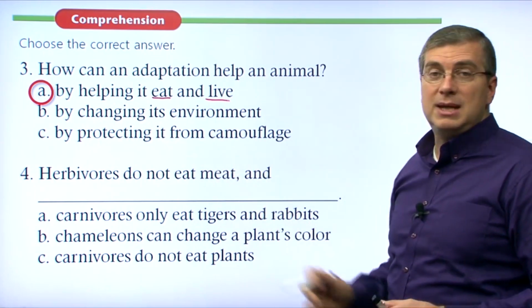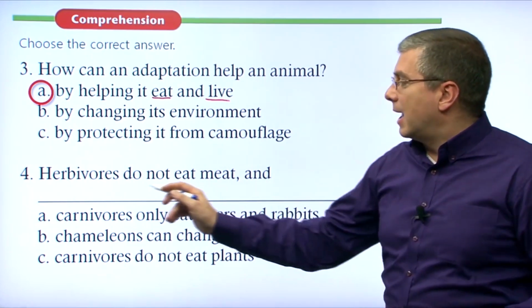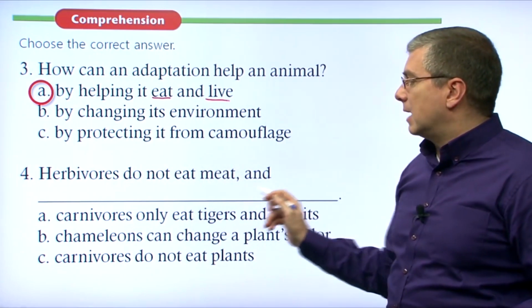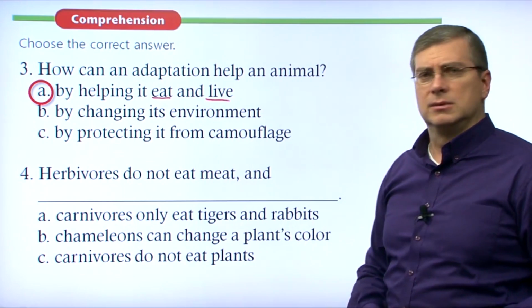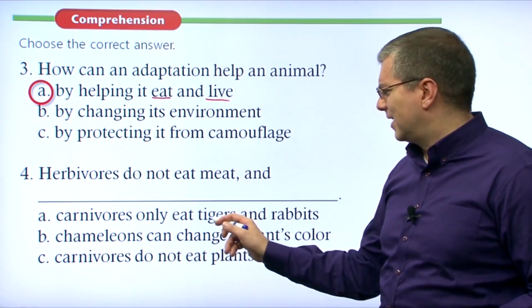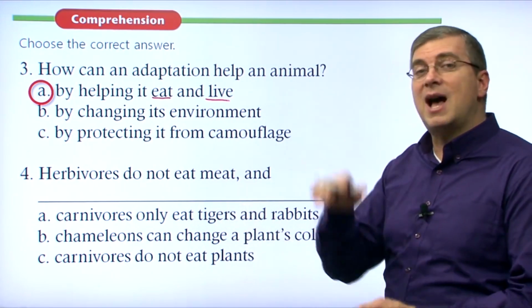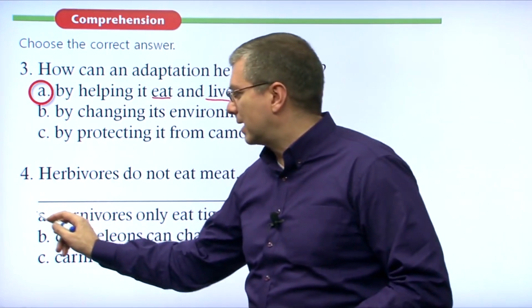Herbivores do not eat meat, right? They only eat plants, right? And what's the rest of the sentence? So herbivores do not eat meat, and A, carnivores only eat tigers and rabbits. That sounds a little strange. Eat tigers? Carnivores eat tigers? No, tigers are at the top of the food chain. Nothing eats tigers, so A is not correct.